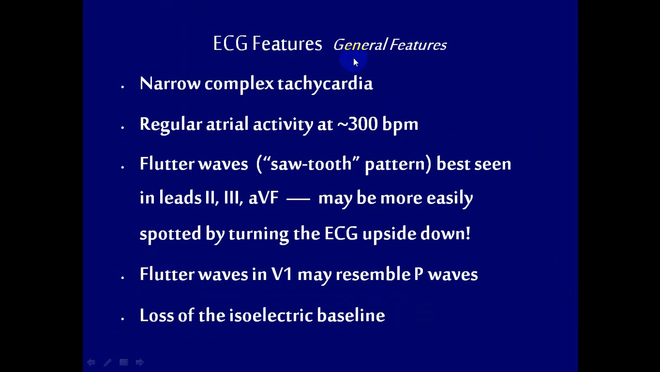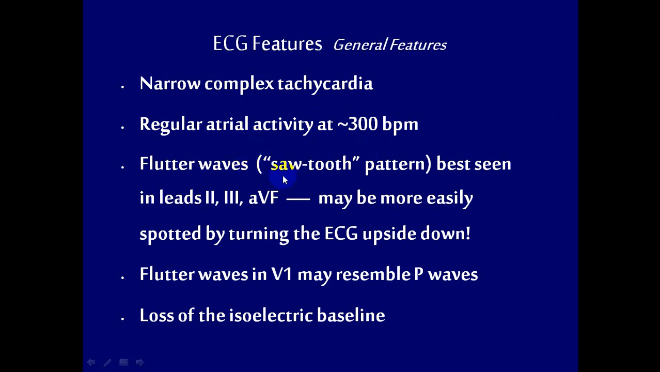ECG features of atrial flutter: the general feature is usually a narrow complex tachycardia, which means the QRS complex is narrow. There is regular atrial activity, not the irregularity of atrial fibrillation. The atrial rate is more than 300. The ventricular rate, as we said, depends on the AV block degree. Flutter waves, as we said, the small f wave is the fibrillation wave.